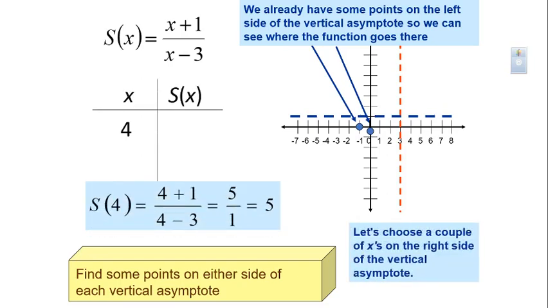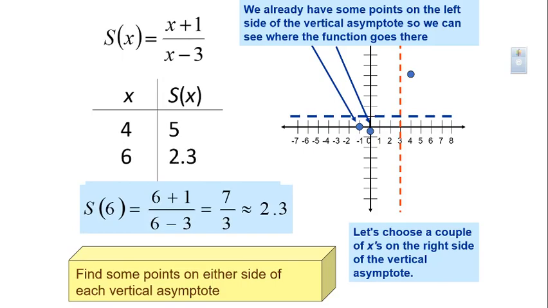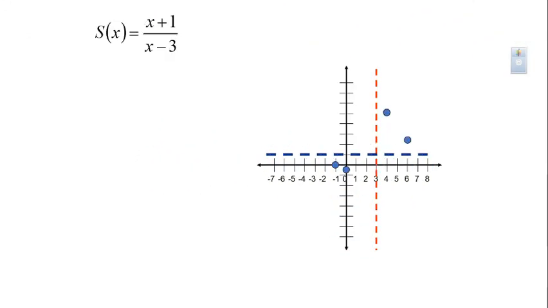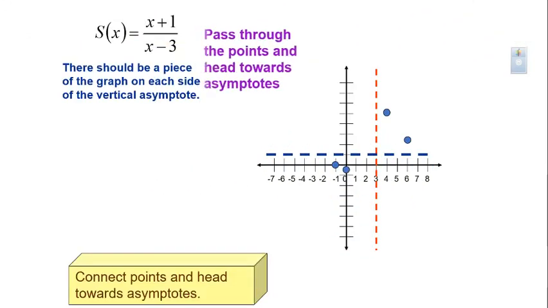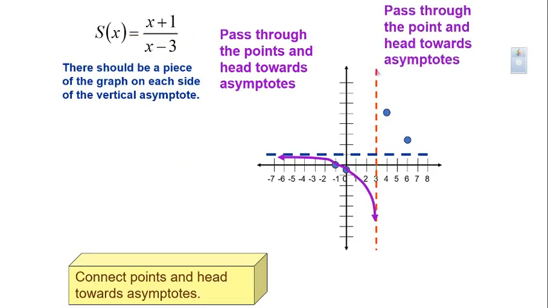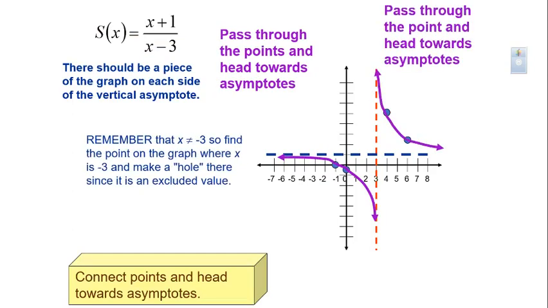We plot multiple points on either side of the asymptote. I recommend plotting multiple points, not just 2 or 3 points. And then once you have enough points, you just join them with a smooth curve, and there you have it. That's an approximate look at what the graph looks like.